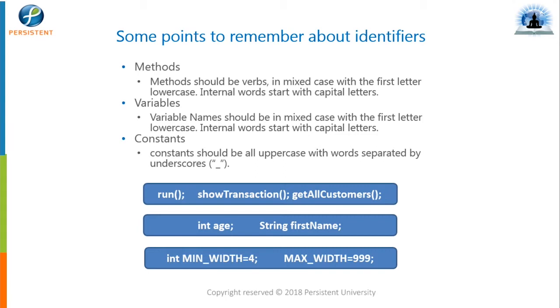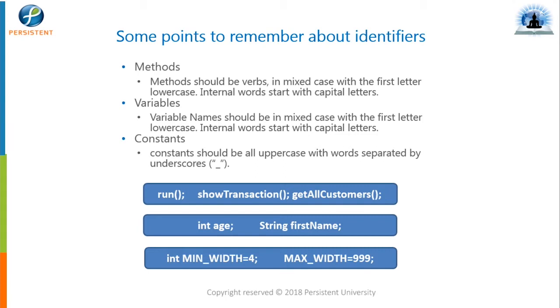So int age, if you see age in lowercase again, and string is a class actually, but that is a variable which we have declared, right? So string first name is again a variable which is declared same like a method. So naming convention is again same like a method. So first F is in lower case and names N is in upper case.